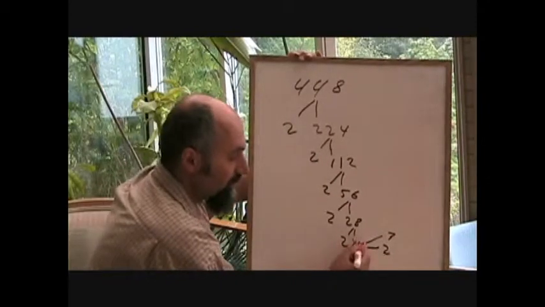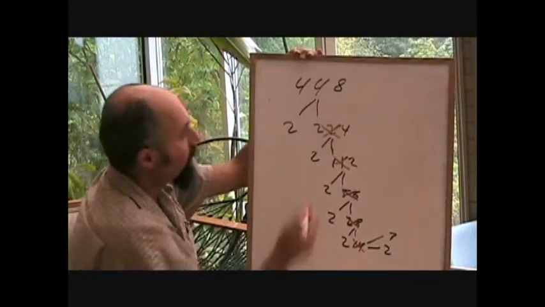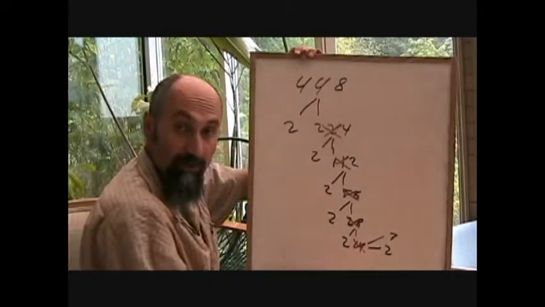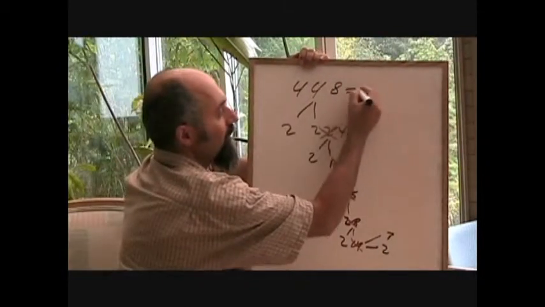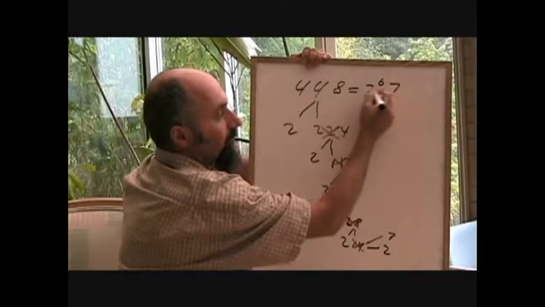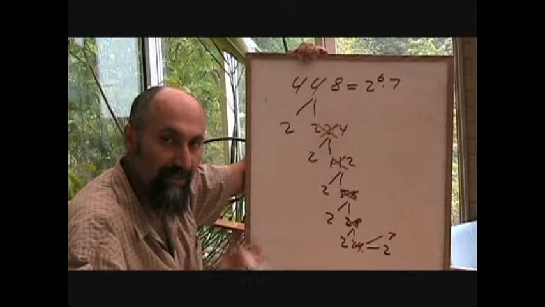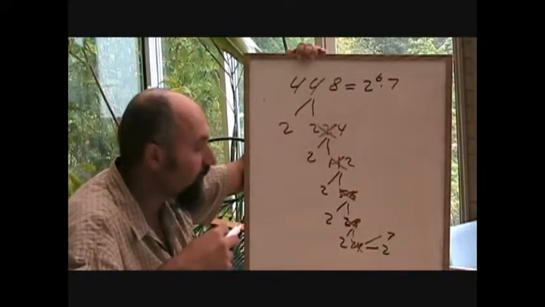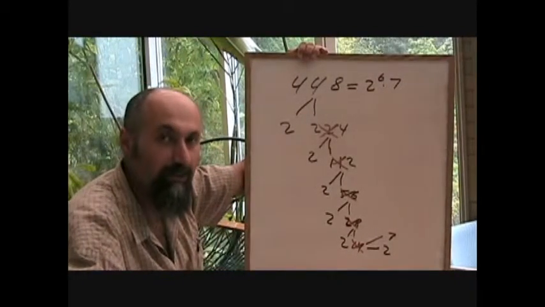Now what you do is you kill these guys. Whatever branched off, you kill. So 448 is really 1, 2, 3, 4, 5, 6 2s times a 7. Okay. So this becomes 2 to the power of 6 times 7. 2 to the power of 6 means 2 multiplied by itself 6 times. Easy? Once you know how to do this, life becomes a lot simpler managing numbers, especially irrational numbers.